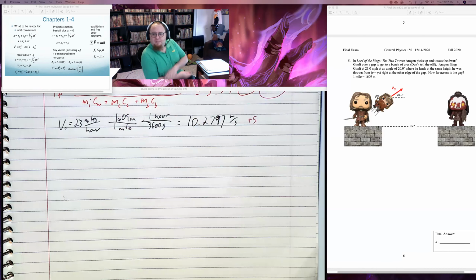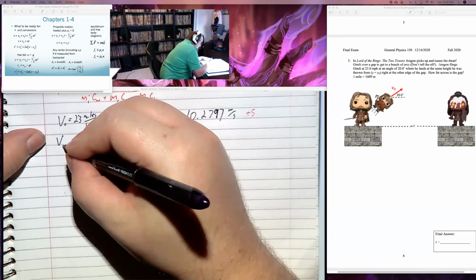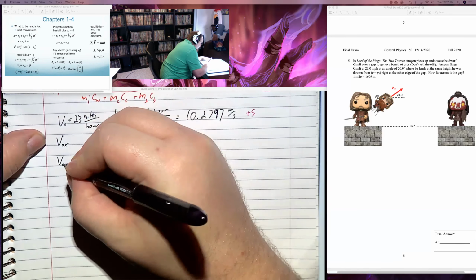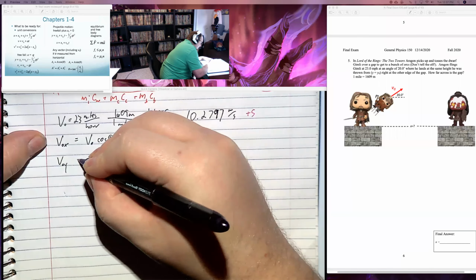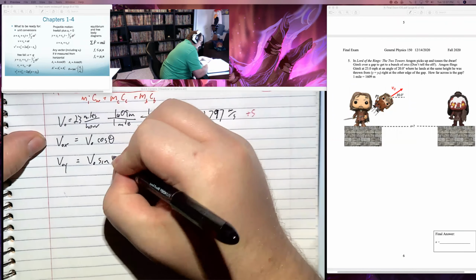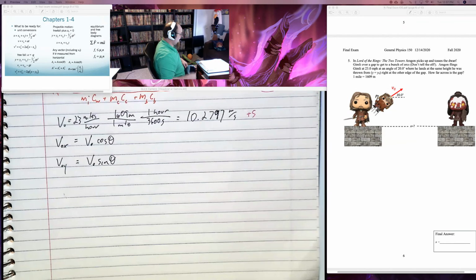So he picks him up, throws him at that speed at 20 degrees. Anytime you have any vector at an angle, you always want to break it into components. I'm going to turn this v naught into a v naught x and a v naught y. Well, v naught x is v naught cosine theta, and v naught y is v naught sine theta. Really, the x component is always going to be x, the y component is going to be y, unless we're looking at a ramp problem.